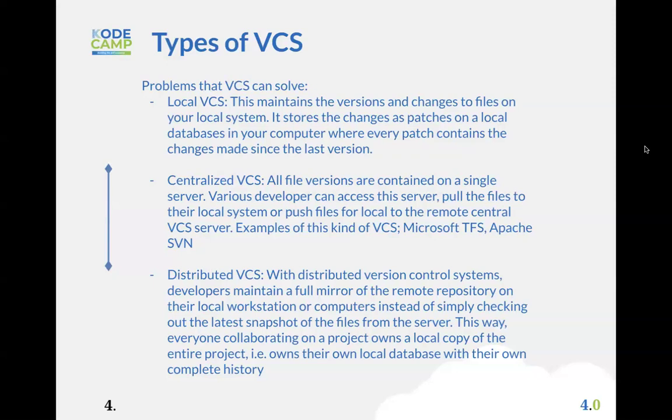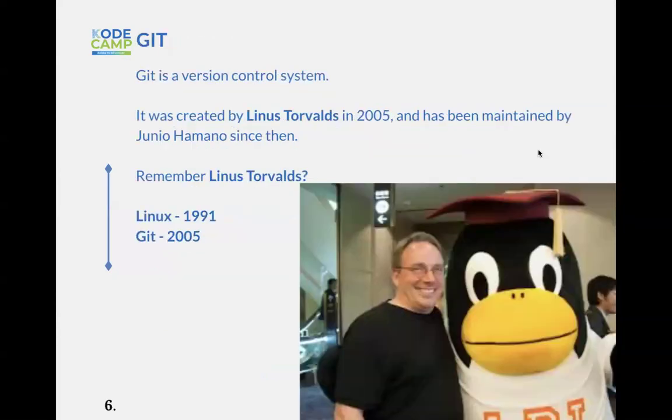An example of a centralized version control system is Microsoft Team Foundation Server, or the Apache Subversion, that's SVN. And you also have, for the distributed VCS, a very popular one that most of us know today, and many developers use, and many source codes are managed on. It's what we have as Git, right? So that brings us to Git.